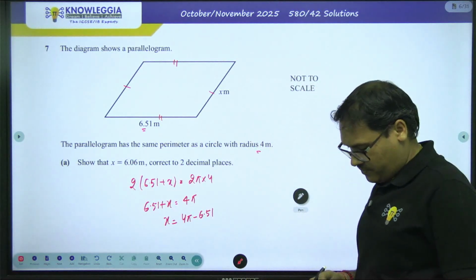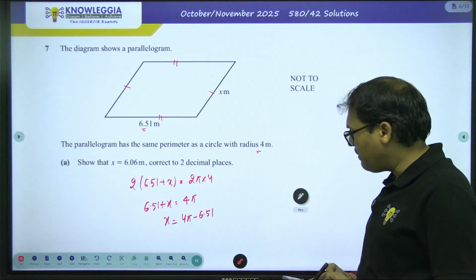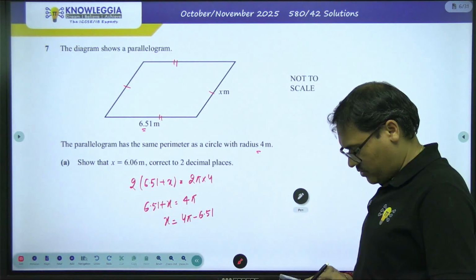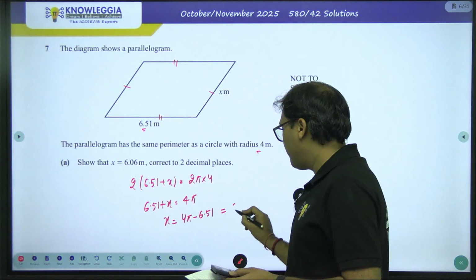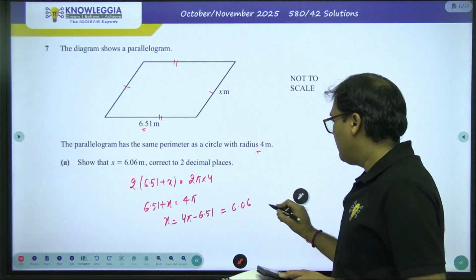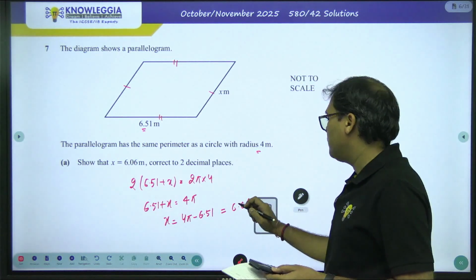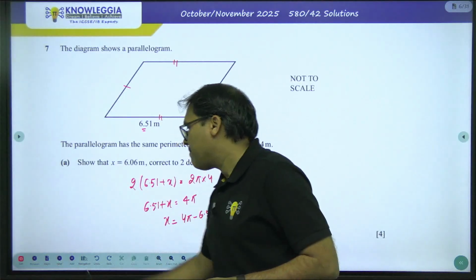So let's subtract this. This is 4 pi minus 6.51. So what is the value? 6.06. So basically you are getting this value as 6.06 to correct two decimal places, which is what you have to show. You have to show this only, correct? So that is the answer for this question. I hope this is clear.